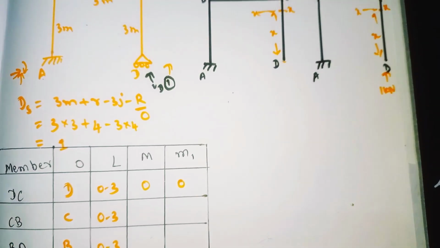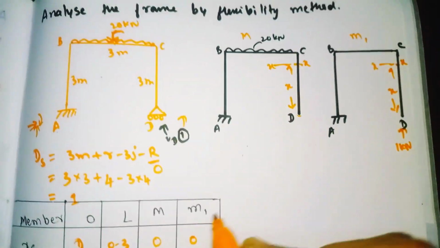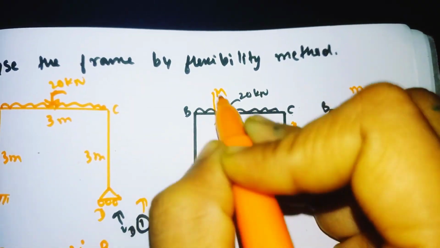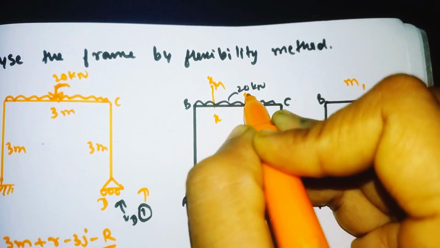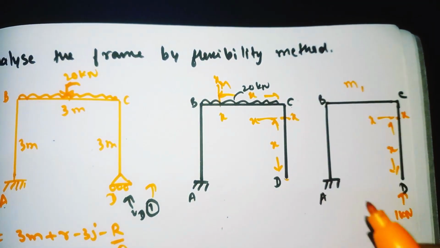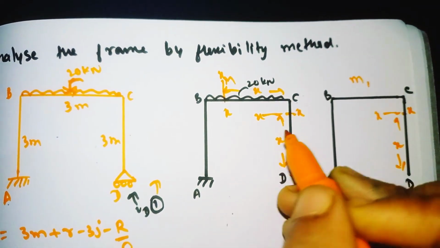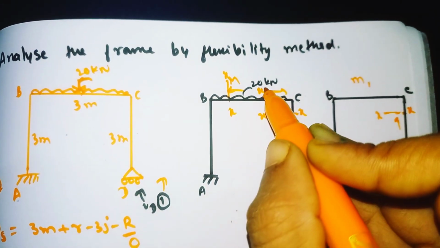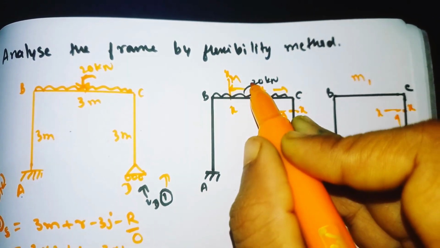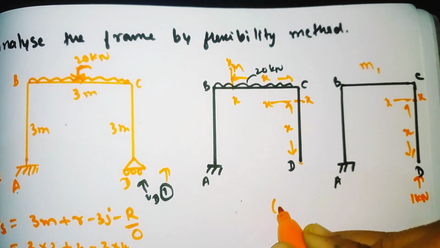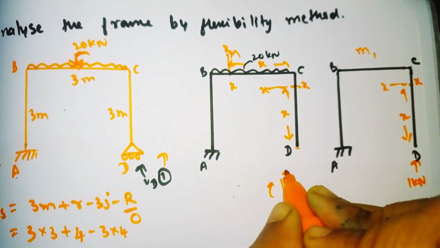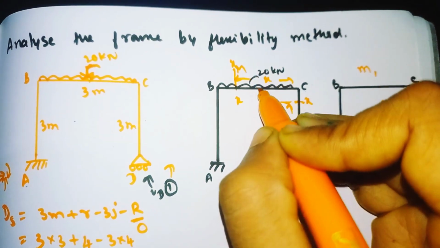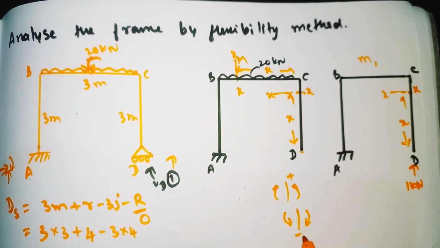Now for CB, I have taken the origin as C. If you cut the section x-axis away from the origin C at a distance of x, we need to see from here to here. So here there is no load, here the UDL is acting, 20 kilonewton. If you convert UDL to a point load like this, it acts downward. So upward we need to take the positive, and downward we need to take the negative.